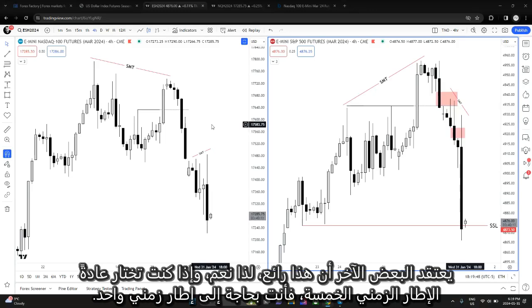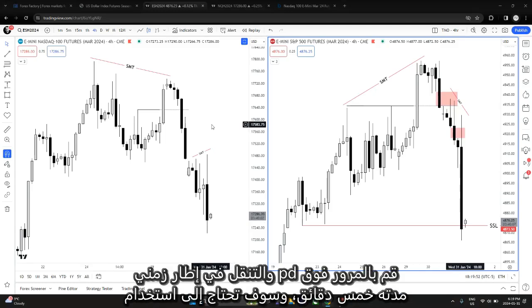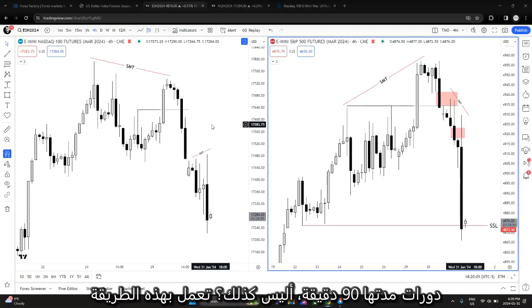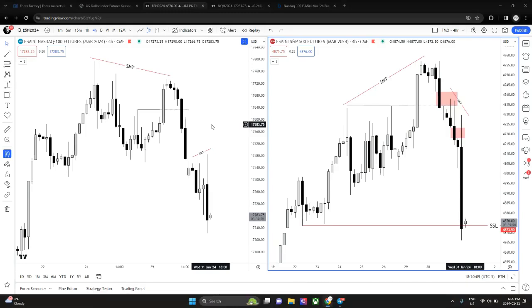So yeah, and if you usually trade with a 5-minute time frame, you need a 1 hour PDRA. And to navigate on a 5-minute time frame, you're going to want to use the 90-minute cycles, right? Take note of that.